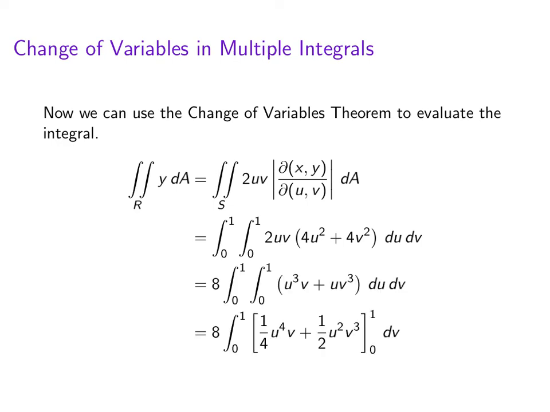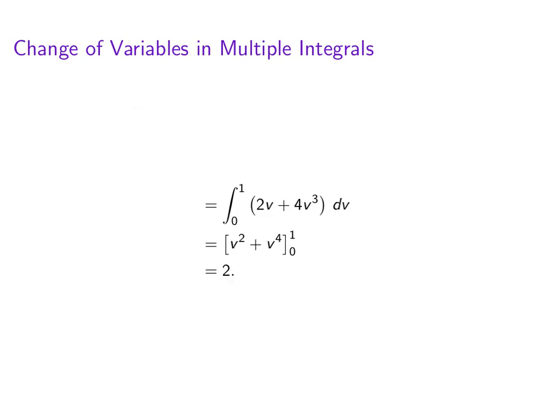This becomes a fairly straightforward integral to do. We just have to integrate polynomials. So when we're done, we end up with 2 as our answer. Notice that the integral that we actually ended up evaluating was really very simple. The other one was going to be a lot more complicated.